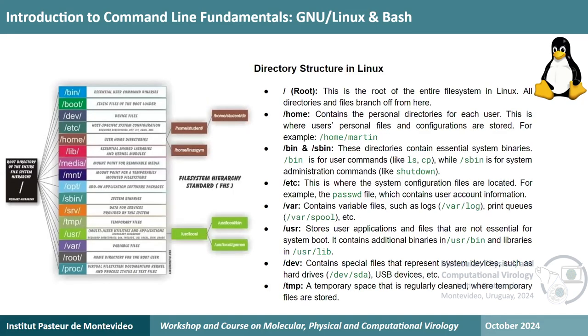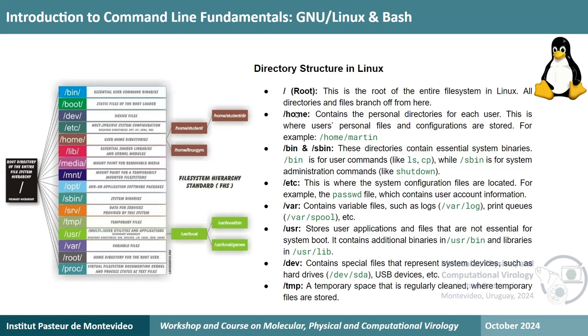So let's go over the basics of Linux's directory structure. Unlike Windows, where files are organized into drives like C colon, Linux has a single root directory, the slash, from which everything stems. Here's a quick overview of the key directories. First of all, we have the root directory. This slash symbol means the root directory. It's the starting point of the entire file system, and everything originates from here.